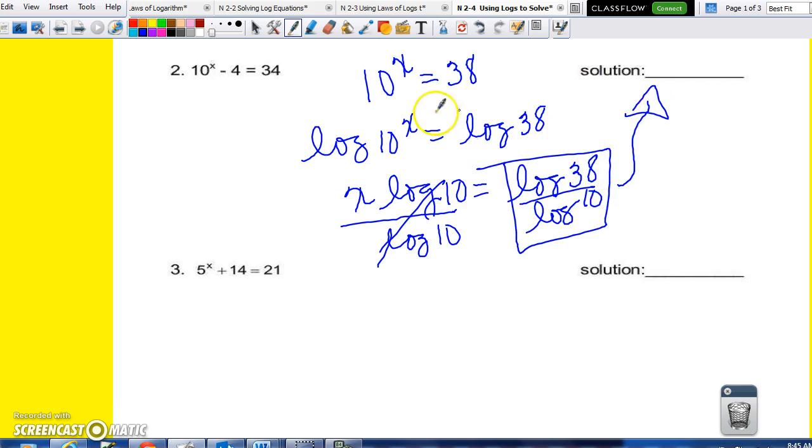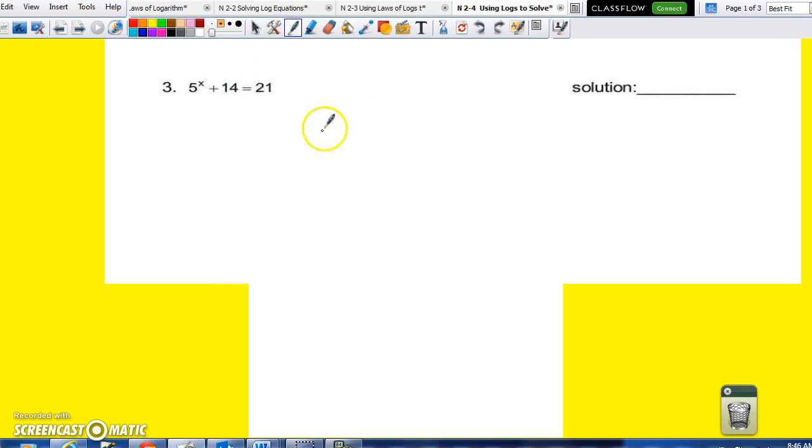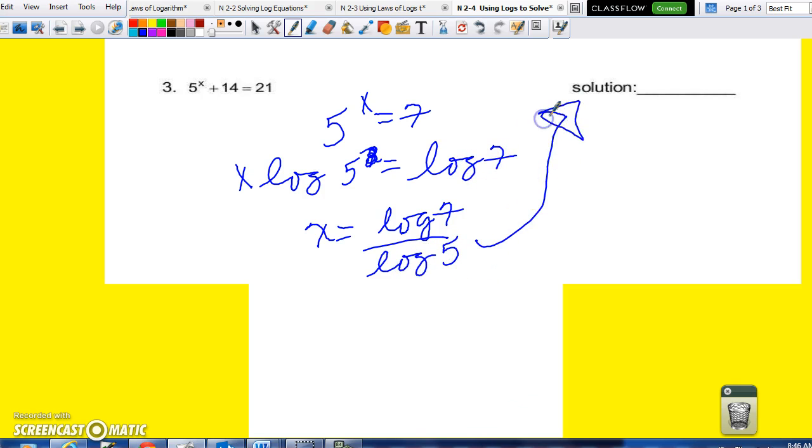So let's look at number 3. Okay, again, 3 is the same. I'm going to take my 14 over, and I'm going to get 5 to the x equals 7. So I have log of 5 to the x equals log of 7. Take my x to the front. So then I have x equals log of 7 divided by log of 5. Let me plug that in and see what the solution is. So let's go to the next one.